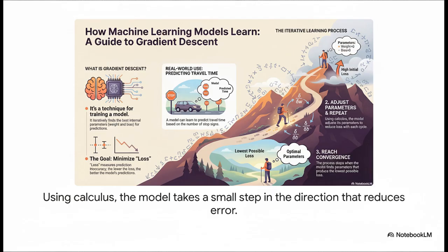Now for step 2, adjust and repeat. This is where the magic really kicks in. The model uses a bit of calculus to feel out the slope of the ground right where it's standing. Then it takes one small step in the steepest downward direction. That one little step adjusts its parameters and guarantees the loss goes down. It just does this again and again and again, with each step taking our hiker farther down the mountain.